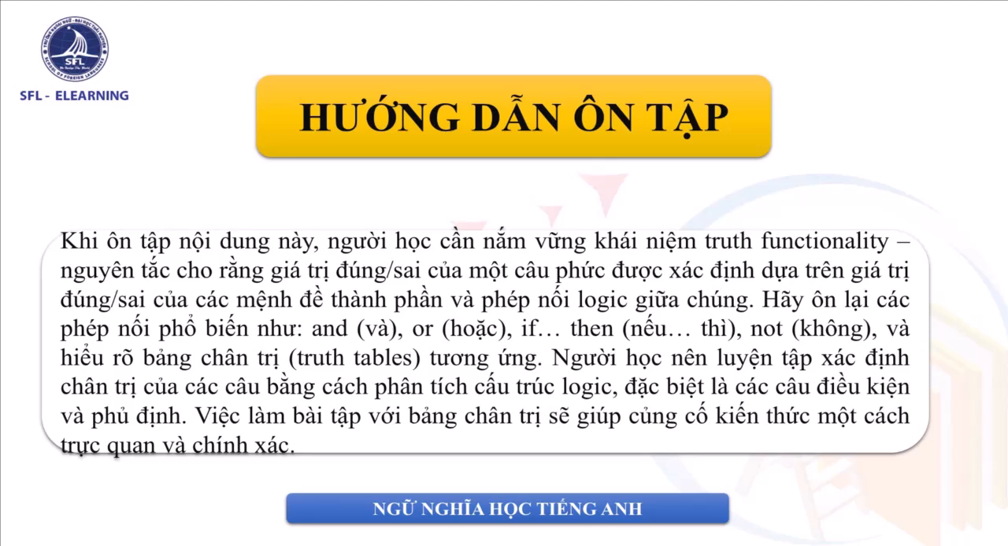When reviewing this content, learners need to master the concept of truth functionality. The principle that the true-false value of a complex sentence is determined based on the true-false values of its component clauses and the logical connections between them. Review common connections such as and, or, if then, not, and understand the corresponding truth tables. Learners should practice determining the truth value of sentences by analyzing the logical structure, especially conditional and negative sentences. Doing exercises with truth tables will help consolidate knowledge in an intuitive and accurate way.